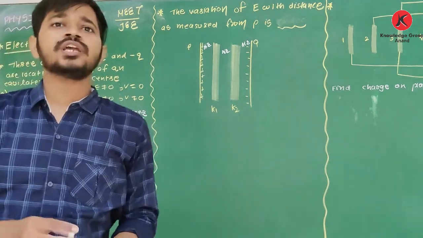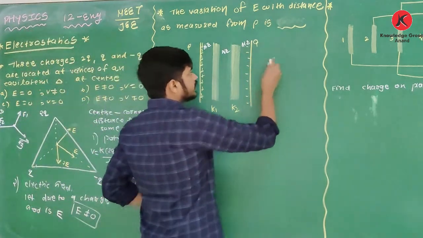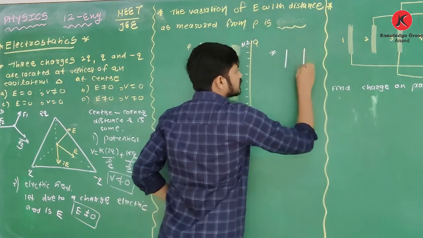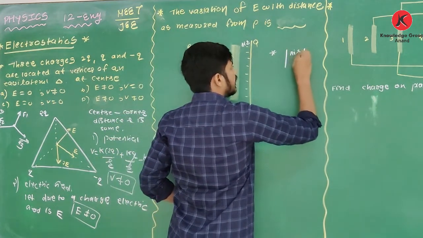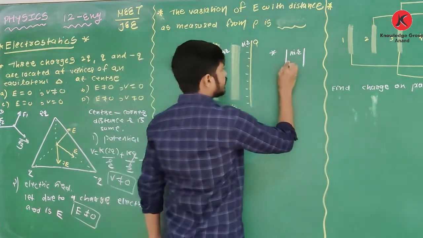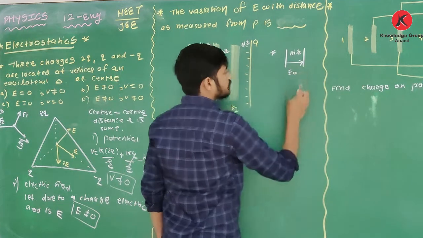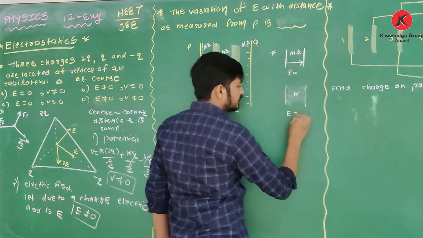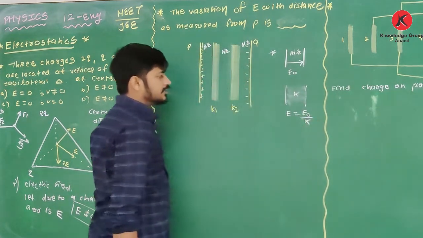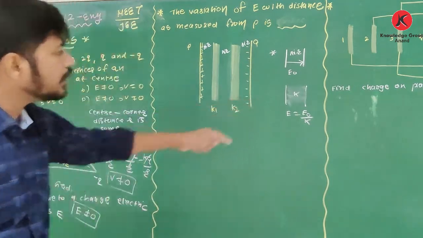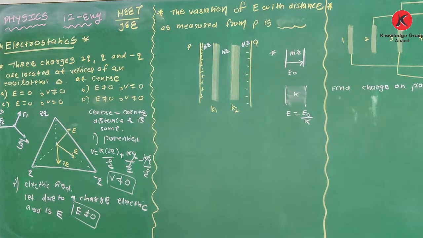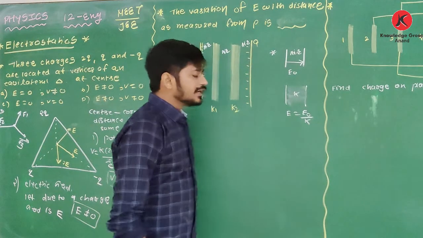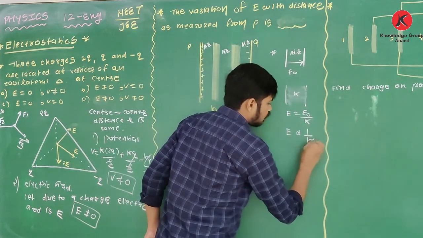In chapter number 2 we obtained one equation: if the capacitor has air, and in this condition the electric field is E0, then when it has a dielectric of constant K, the electric field in this region is E0 upon K. E is equal to E0 upon K. So this point you have to remember: whenever air is replaced by a dielectric constant, the electric field decreases, and E is proportional to 1 upon K.